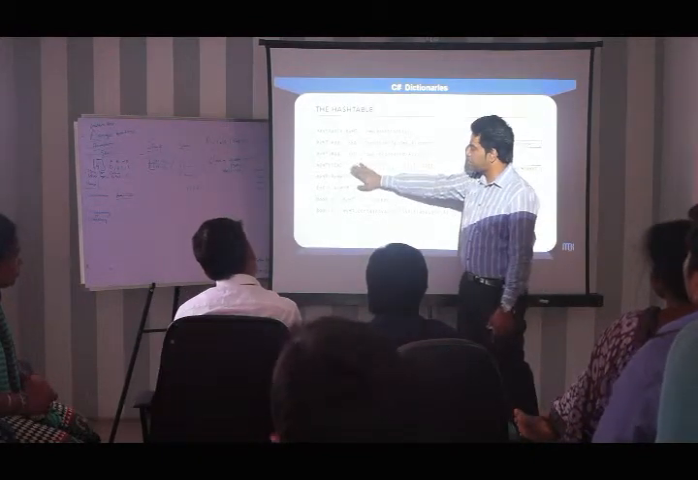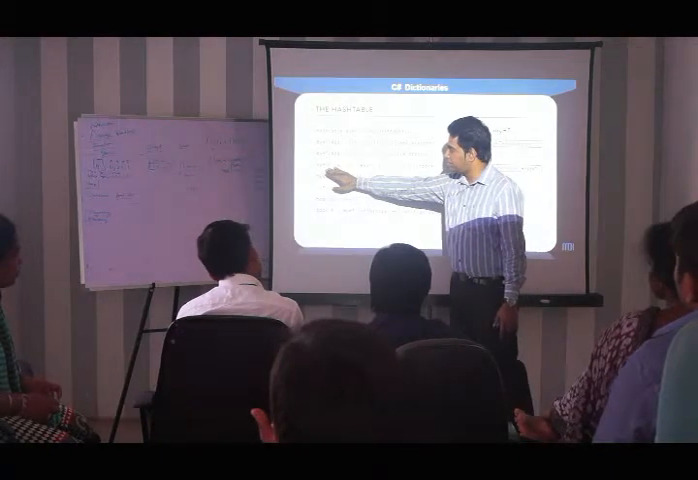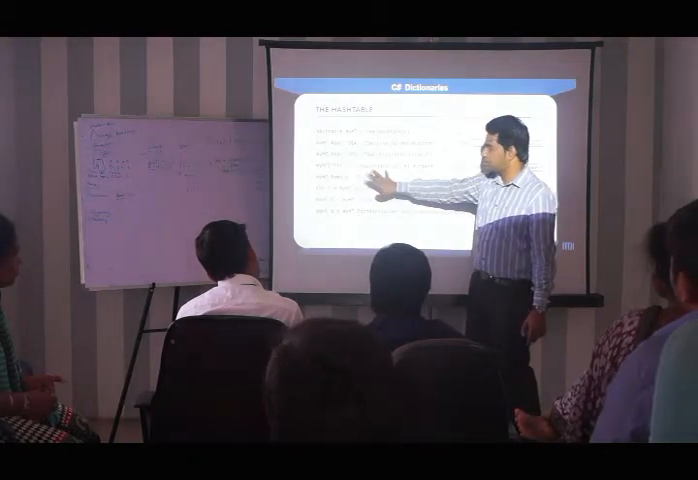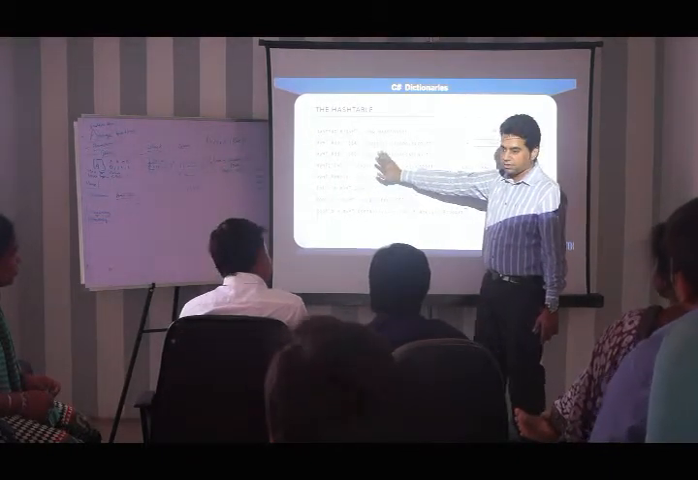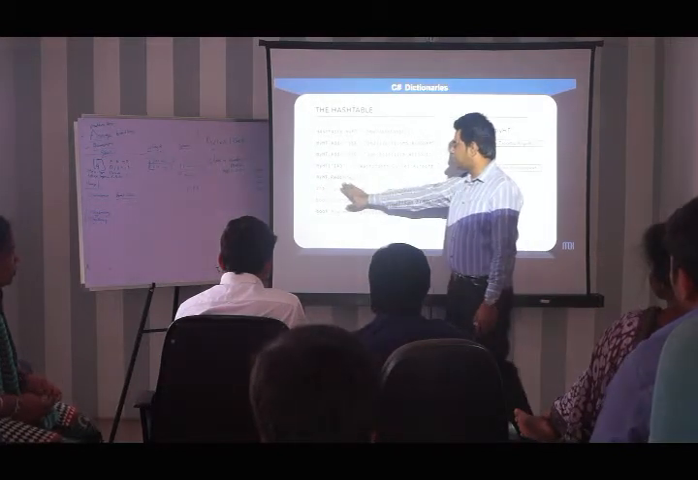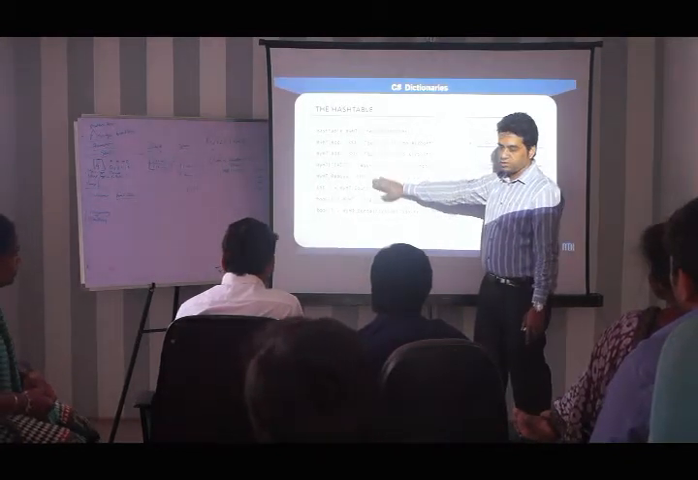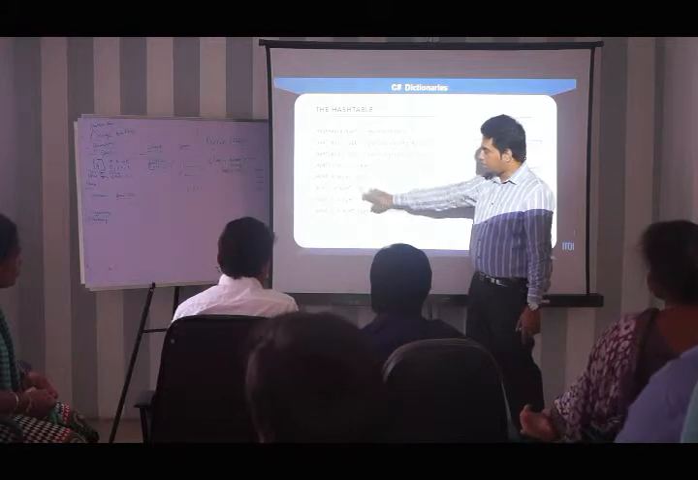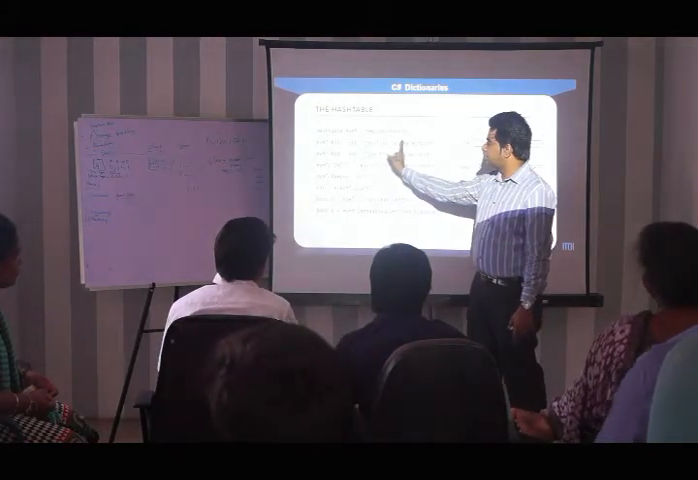I can add like this or I can add like this. You can say my hash table of key value is equal to this, or I can say this. And then here I can remove it. If I don't want this value, I can remove it by using the key, or I can directly remove it using this also.